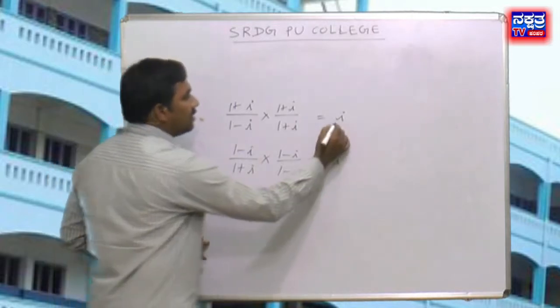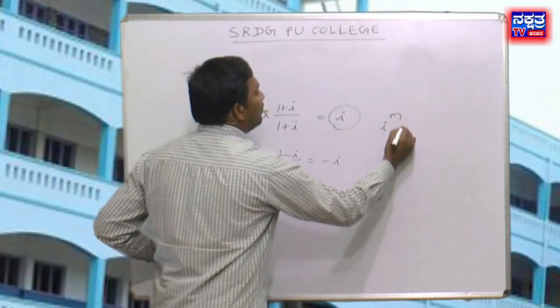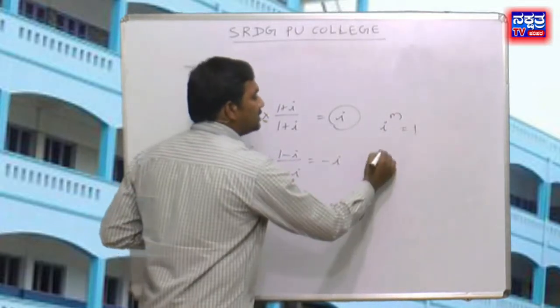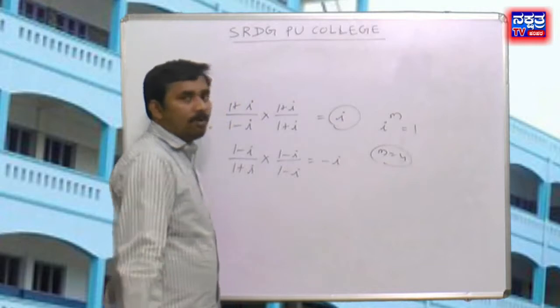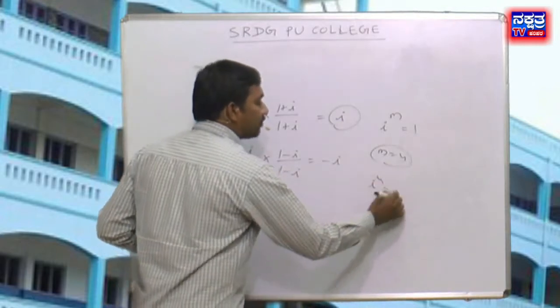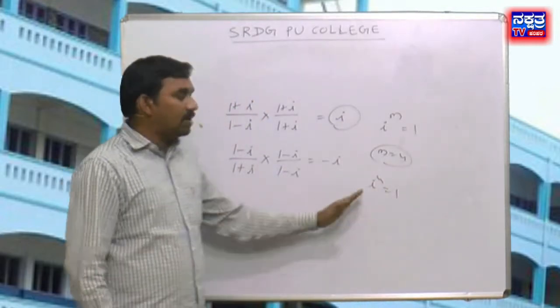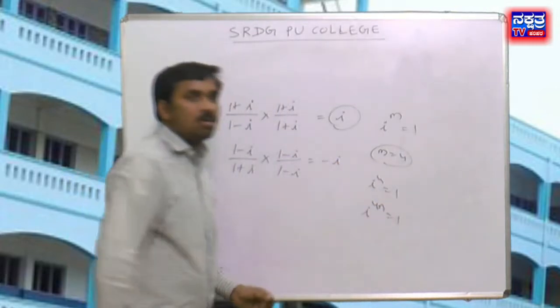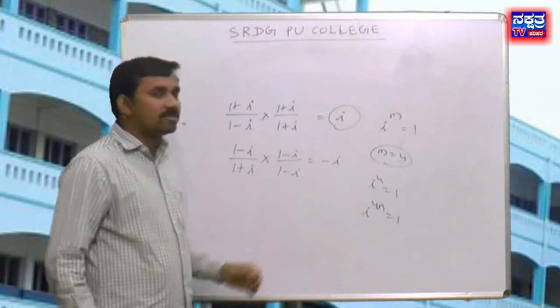Now you can take this i power m, the least value to get 1, means m is 4. Now i power 4 is 1. And i power any multiple of 4 is 1 only. So i power 4n is also 1. Yes, this is the answer for that one.